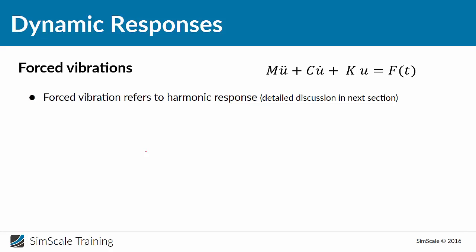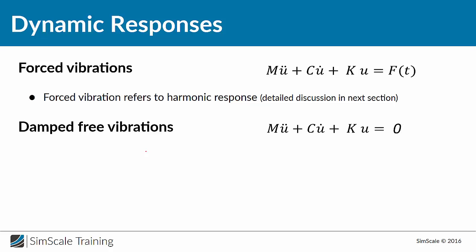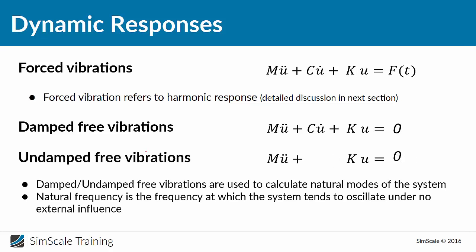Now let's go a little bit more in detail and talk about forced vibrations. The forced vibration refers to a harmonic response. We will discuss this in just some seconds. Another type of vibration is damped free vibrations and undamped free vibrations. If you take a look, the forced vibrations, that's why they're called forced, are induced by a time-dependent force on the right side.